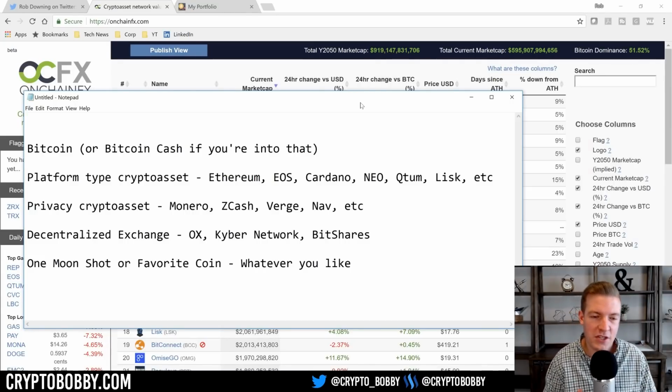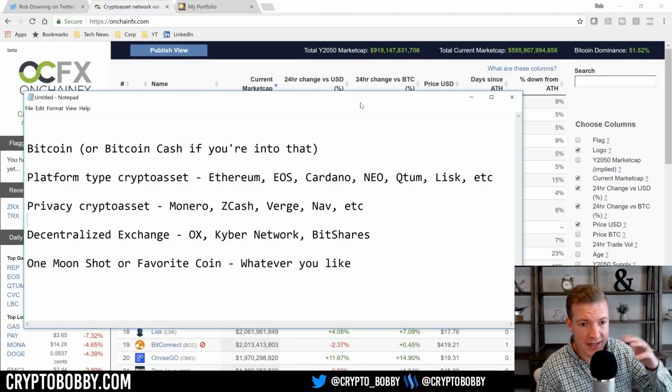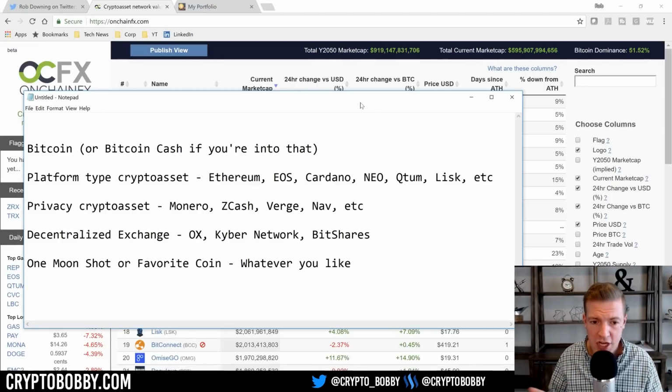The last thing I would say, so I've mentioned so far having 4 different cryptos in there: Bitcoin or Bitcoin Cash if you're big on that, a platform type crypto asset, a privacy crypto asset, and a decentralized exchange. The last thing I would say is maybe one moonshot or your favorite coin. Doesn't matter what it is, whether you're a big Litecoin fanboy, or you love OMG, or there's an ICO that you participated in that you love, whatever it might be. You're going to do your research, find one other crypto out there that you think is real legit, you love it, it's your favorite coin, throw that in your portfolio. Why not? That would provide you with basically 5 crypto assets that you can consistently monitor.